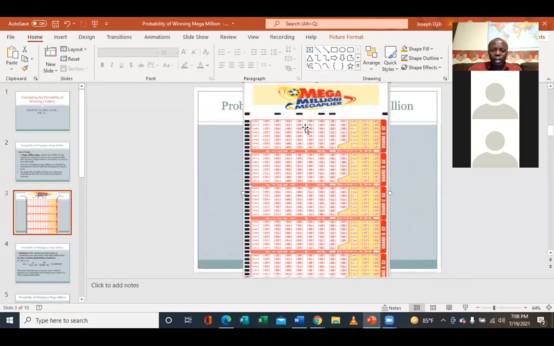Anyway, when you buy the ticket, you can see that there are 70 numbers here, and you select 5 numbers from this one, and select 1 from here. So if the 5 numbers you selected from here and the 1 from the other side all come out, you win the jackpot. So let's see the probability that you can win the jackpot.